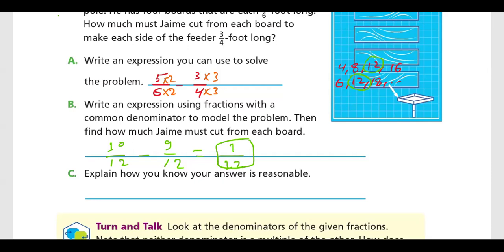If we subtract this one, 5 over 6 is close to 1, and 3 over 4 is also close to 1. So 1 minus 1 is 0. And 1 over 12 is also close to 0.